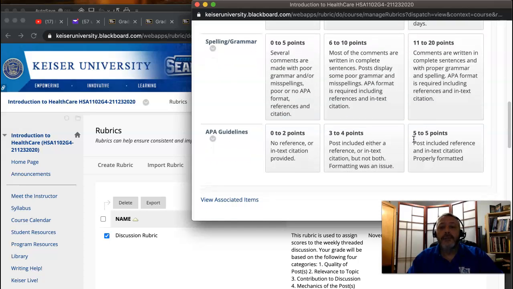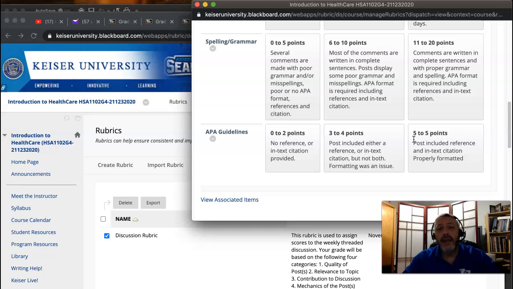APA guidelines. Now, for your discussions, I don't expect a formal paper set up in APA. I don't expect a separate title page. I don't expect an abstract. I don't expect a separate reference page. I just want you to cite your source, and at minimum, you should be citing your textbook because you're utilizing that to answer your discussion questions, or you should be.